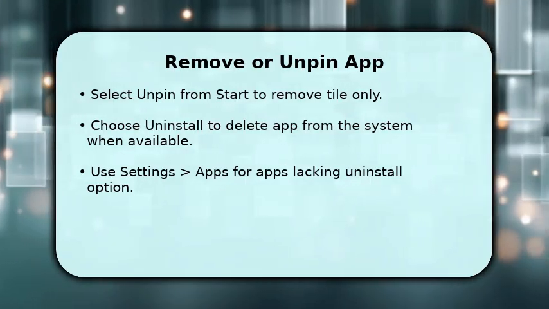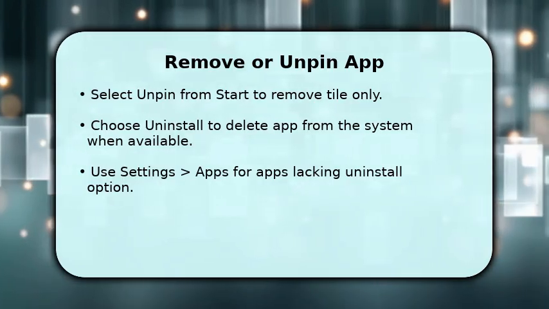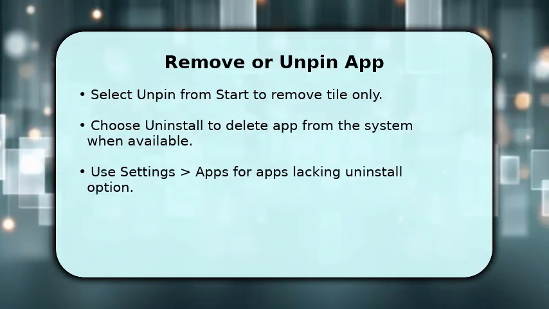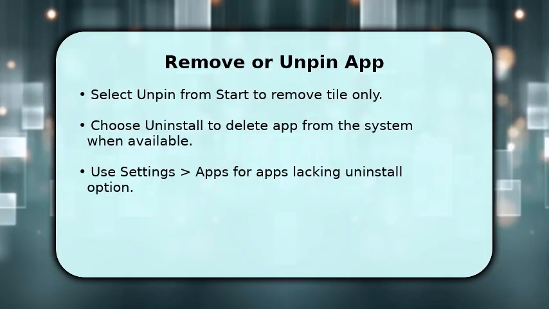For apps missing either option, open Settings, Apps, Installed Apps to find the entry and use the three-dot menu to uninstall. Doing it through Settings also shows size and permissions, which explains why some apps can't be removed.